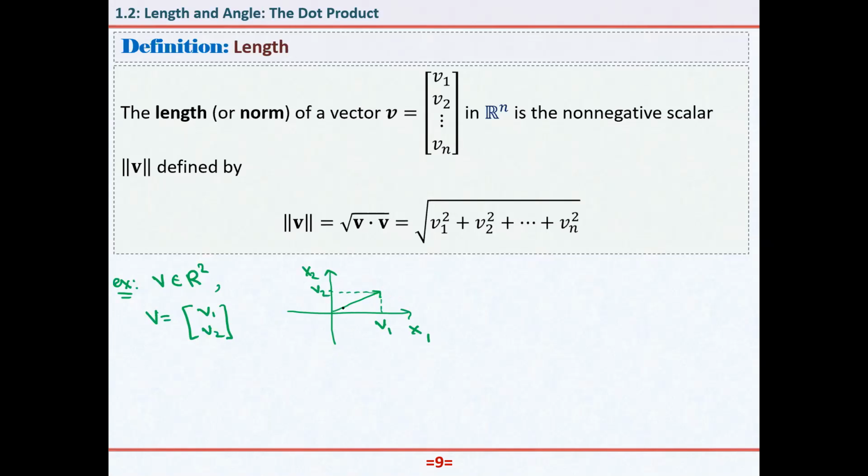And what is the length? Here we are just using the Pythagorean theorem. This length is the square root of v1 squared plus v2 squared. Using this definition, the norm of this vector is the square root of v dot v, and we know how to evaluate this. That's just the sum of the squares of each component, which is v1 squared plus v2 squared.